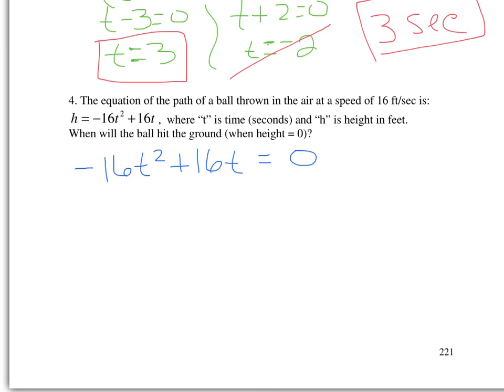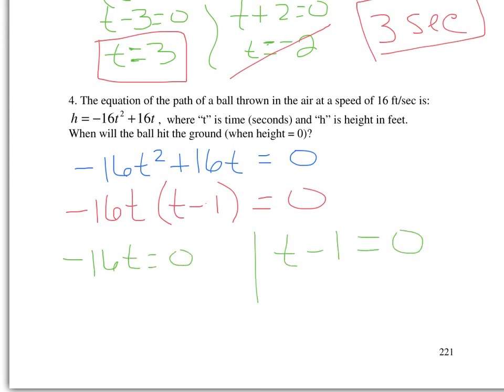So the GCF here, again, taking out the negative, both terms are divisible by 16, and both terms have a t in common. So the GCF this time is negative 16t. And when I divide that out of both terms, I'm left with t minus, not plus, 1. Now I'm going to set up both of these factors as equal to 0. So negative 16t equals 0, and t minus 1 equals 0. Solve for t by dividing by this negative 16. So in this instance, t equals 0.